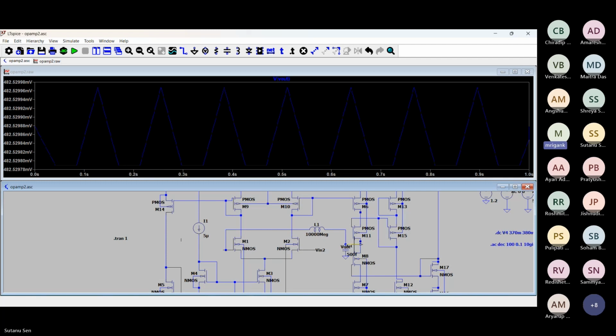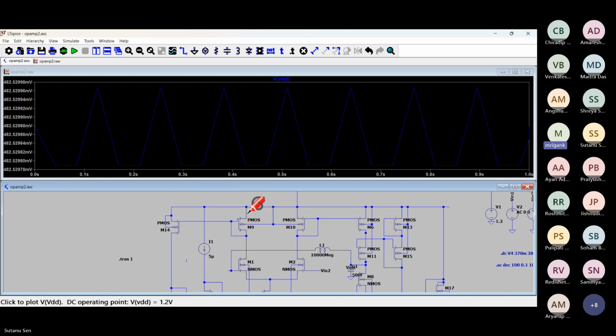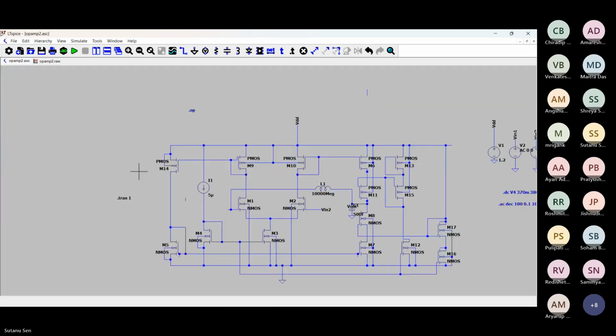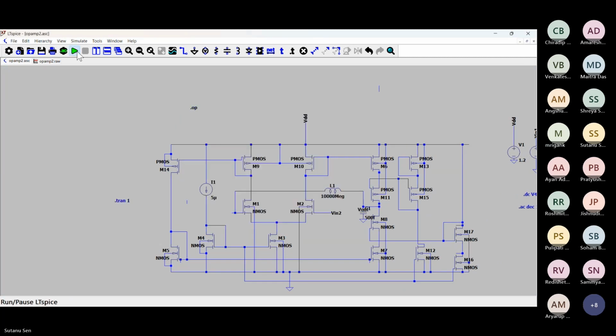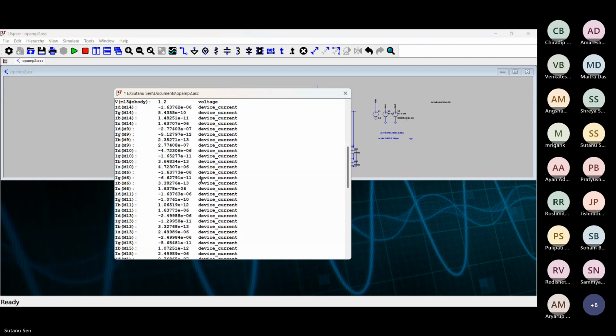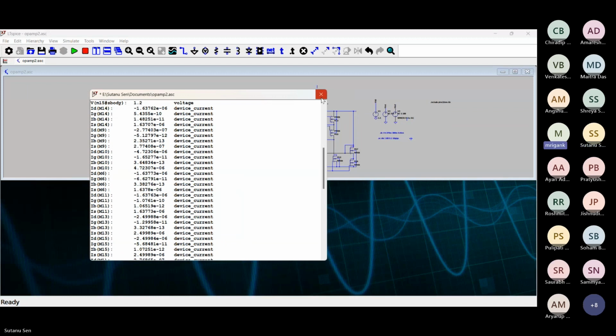Now, if you look at the current conditions, that will also be similar. Whatever current we saw earlier in M9 and M10, you will get similar. So just check the DC current in M9, M10. Yes, sir. No, sir, it's still coming different in M9 and M10. That's what I'm saying, whatever you were getting earlier, the same thing will come. Yes, sir, exactly that value came. That is expected because we have converted it into a voltage follower configuration.